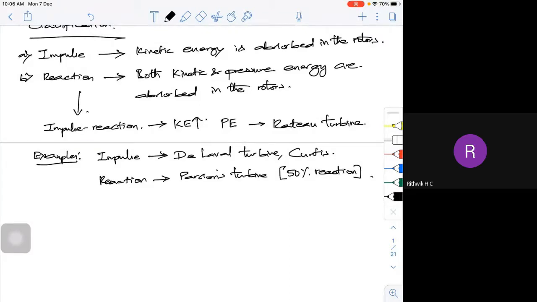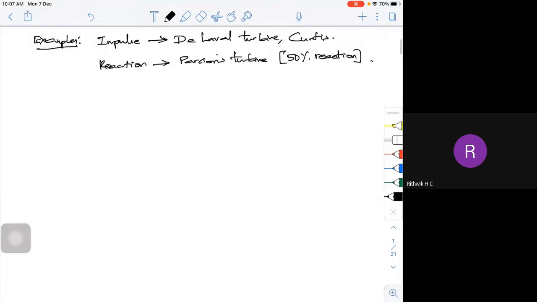If it is converted mainly because of the kinetic energy, it becomes an impulse turbine. If it is both kinetic as well as pressure energy, it's a reaction turbine. And if both are getting converted, but the kinetic energy is slightly on the upper end, it becomes an impulse reaction turbine. So we have a couple of examples I told. The next thing we have to look into is, as I told, we do compounding in turbines.